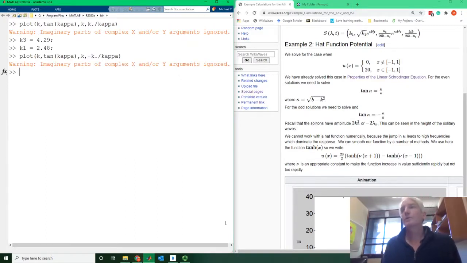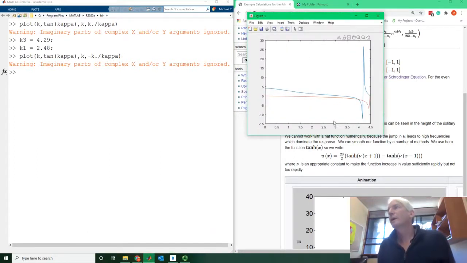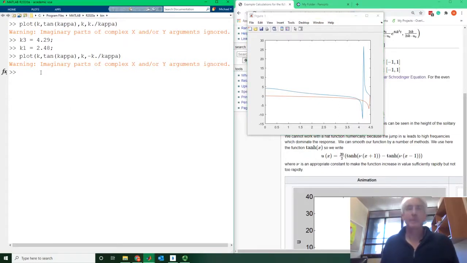Okay. And we should see there is only one solution. And it's this one here. Ignore what goes on here. Everything goes back to 0. So it's this point here. So it's 3.97. K2 is 3.97. So, brilliant. We've worked all those out.